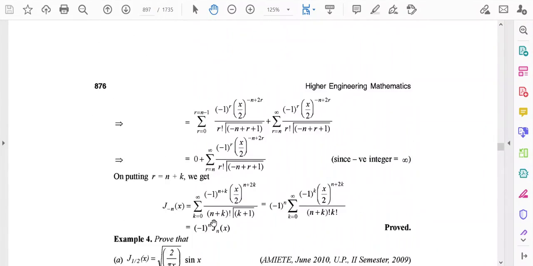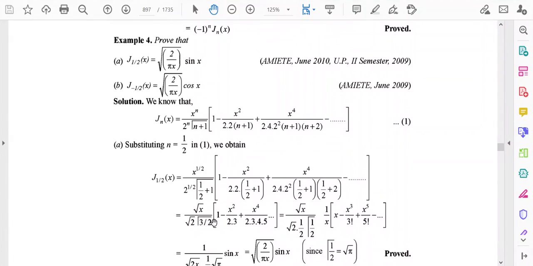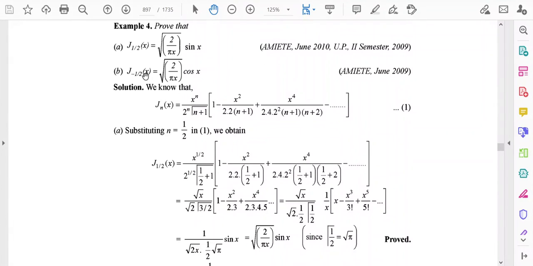Now we will discuss some more properties. For example, we have to show that J half of x is equal to root over 2 by pi x times sin x, and J minus half of x is equal to root over 2 by pi x times cos x. This is the expression for Jn(x), and we have to memorize it.